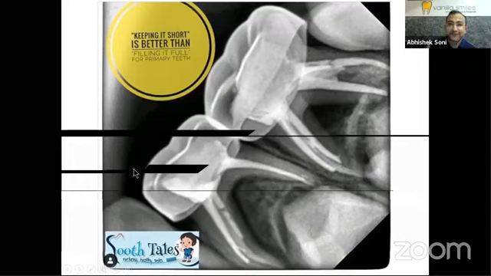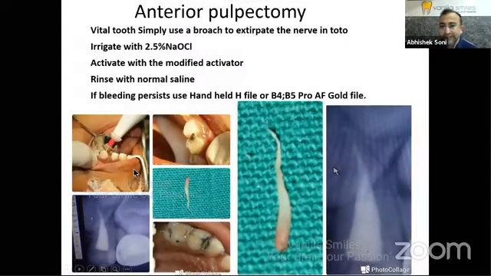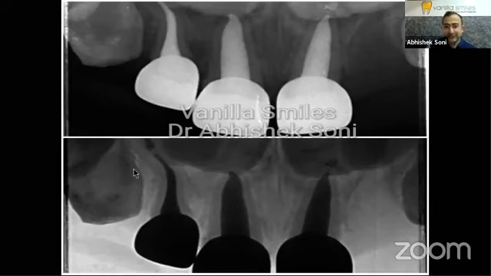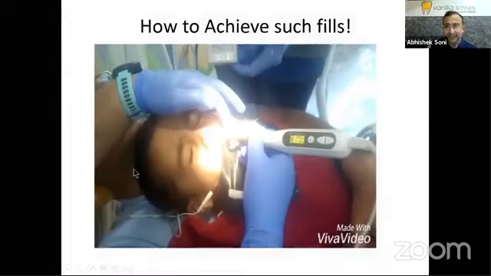Your tips and tricks for anterior preparations: what we do is we only use a broach or a H file to try and extirpate the pulp in toto. Only if required, try to irrigate with sodium hypochlorite. And if you see that there is no bleeding from the canals, you can directly go and obturate without any preparation, but only in a vital case. And that's how you will achieve your fillings. This was done without any root canal preparation.